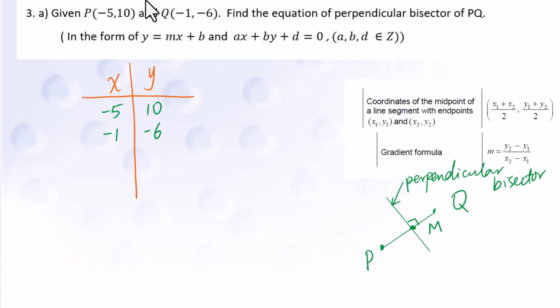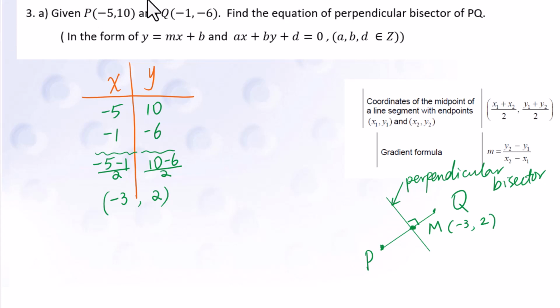We need to figure out the midpoint first. Negative 5 minus 1 over 2. Negative 6 over 2 is negative 3. 10 minus 6 over 2. 4 over 2 is 2. So we get this midpoint, negative 3, 2.